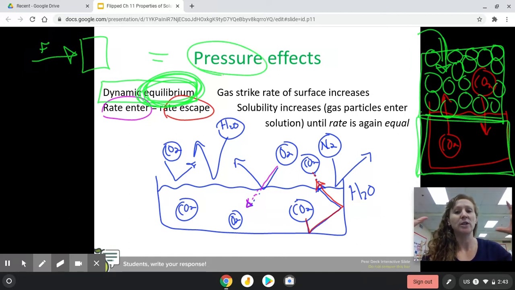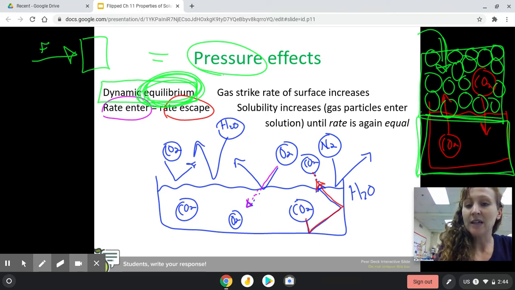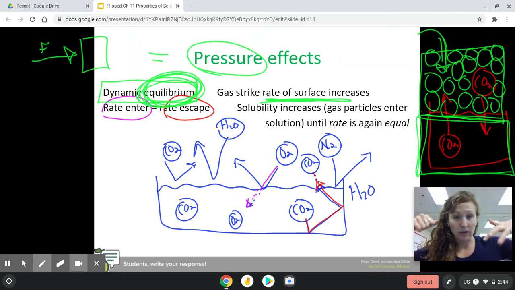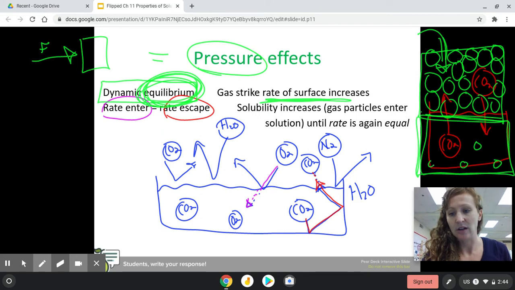We just force a whole bunch of carbon dioxide molecules into this one little space. All those carbon dioxide molecules are going to be moving around and hitting the surface of this water. We have increased the pressure of carbon dioxide above our solution. So when that rate of surface strike increases, more molecules hitting the surface, then more molecules are going to be forced into our solution down here.